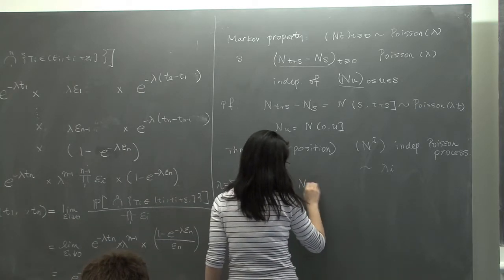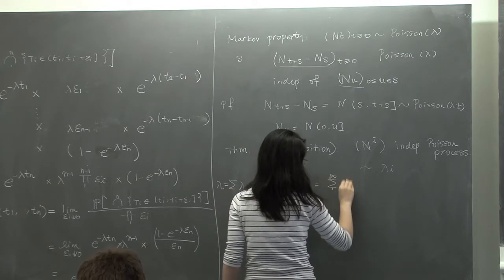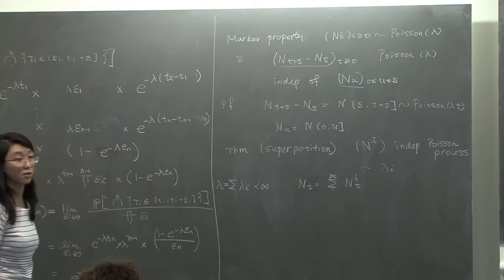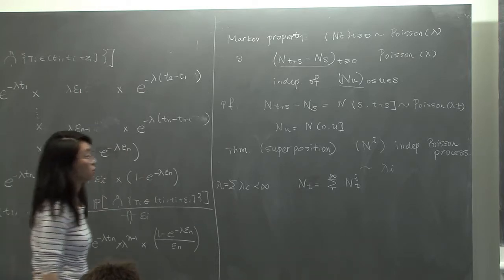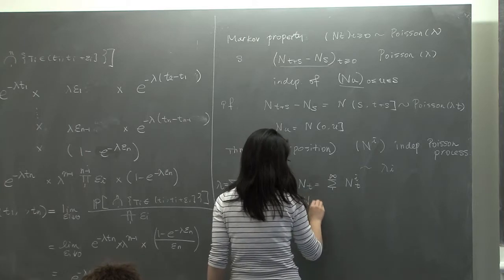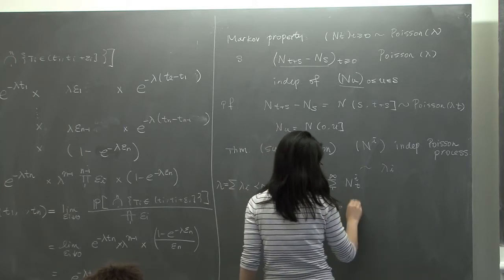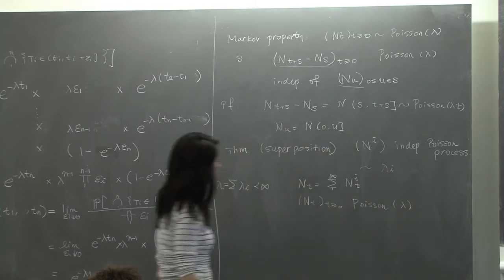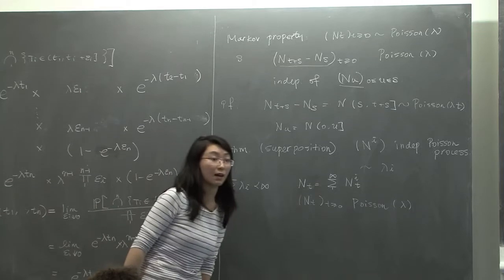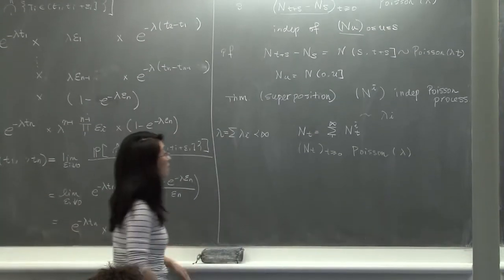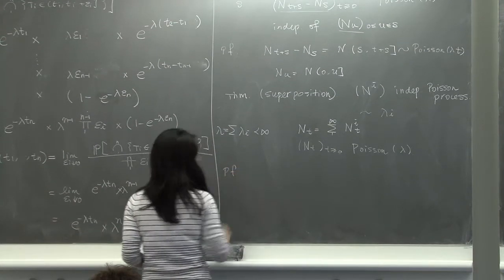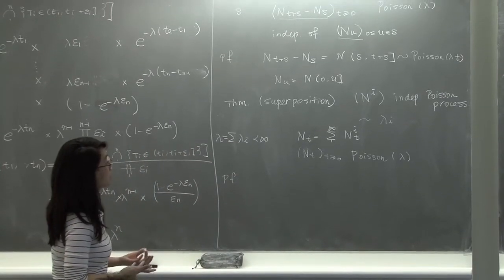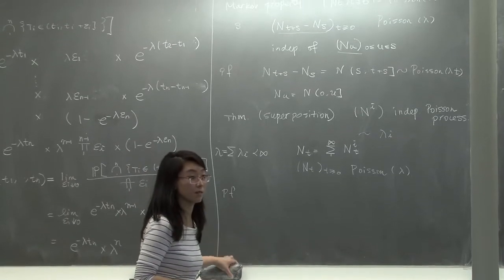we define a new process N_t, which is just a summation of all these Poisson processes. The conclusion is that this N_t is also a Poisson process, and the intensity is lambda, where lambda is the summation of all these lambda_i's. So this tells us the superposition of independent Poisson processes also gives us a Poisson process.